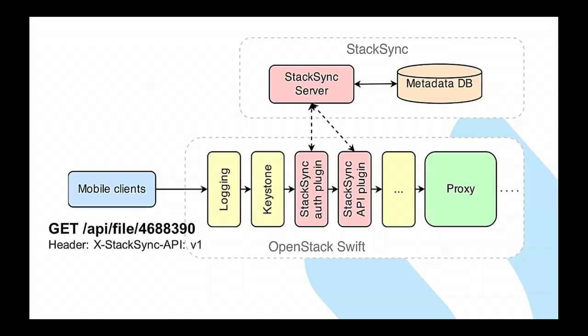So the request goes through the pipeline, and when it gets to our authentication plugin, it communicates with the server and gets the correct user. Once it's authenticated, it goes to the API. Knowing that the user is correct, the API will get the metadata and check that the user has permissions on that file. After that, the API will get the data objects and return the file to the mobile client.